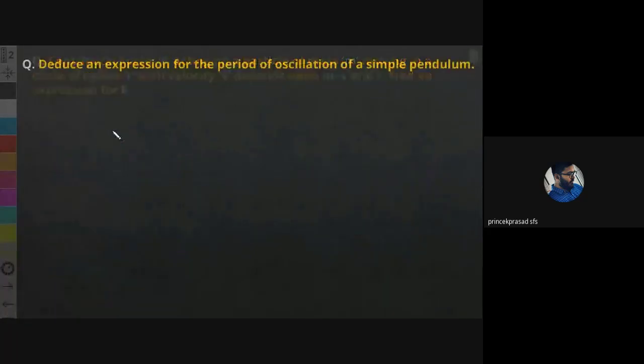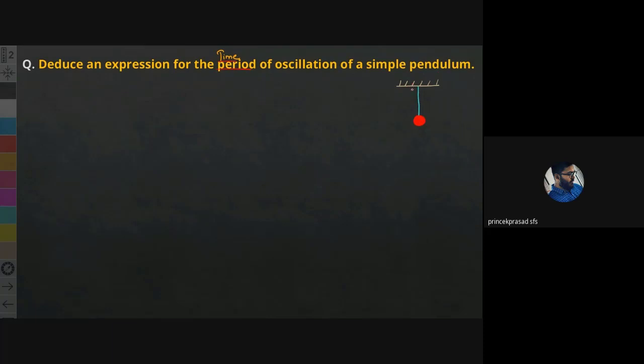This is a question, write it down. Deduce an expression for the time period of oscillation of a simple pendulum. Write down the question. Deduce an expression for the time period of oscillation of a simple pendulum. I hope all are familiar with time period, yes or no?